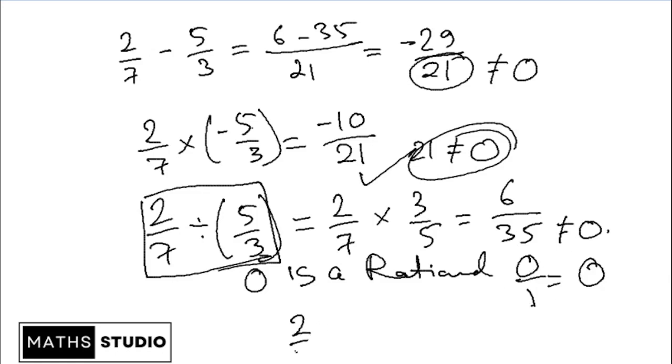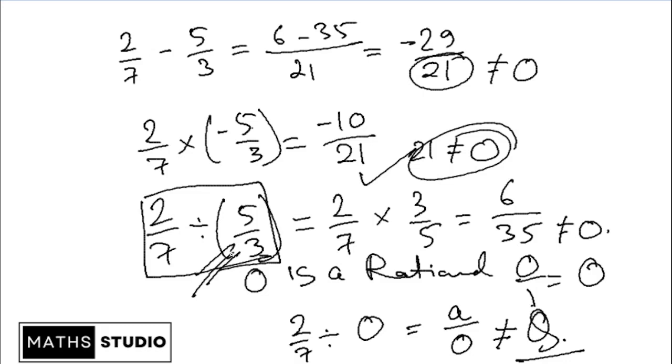Now if we do 2 by 7 divided by 0, that means anything divided by 0 is not a rational number. So that means what? Division is still not following the closure property. Okay, so for closure property, addition, subtraction and multiplication are true, but for division, closure property is still not being followed by rational numbers.